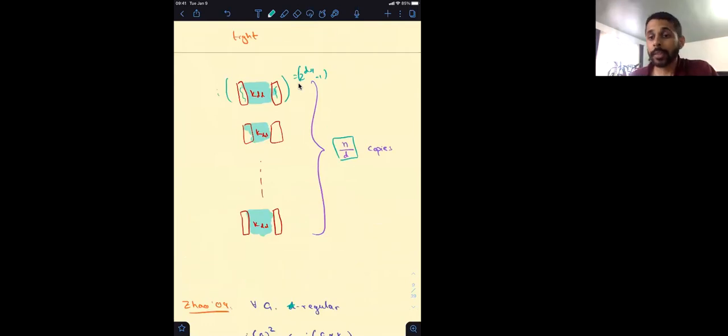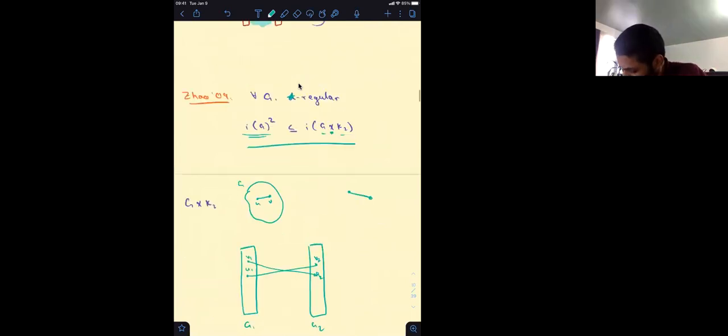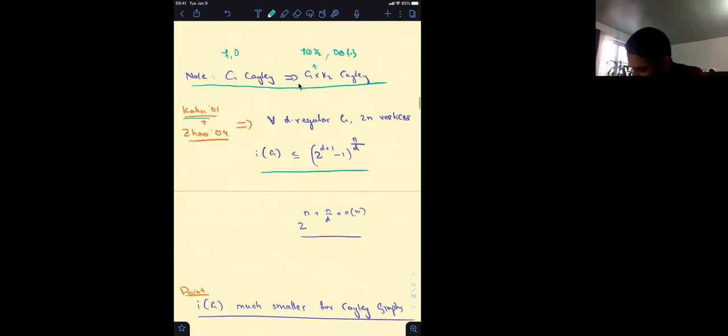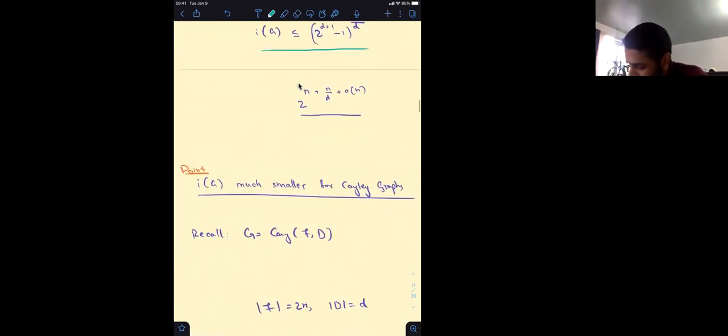So this is all you can say if G is a general d-regular graph. What we want to know is whether this can be better for Cayley graphs, and what more we can say for Cayley graphs. That's a pretty strong structural condition. Eventually we'll see that the number of independent sets is much smaller in Cayley graphs. So I'll just state the main theorem.